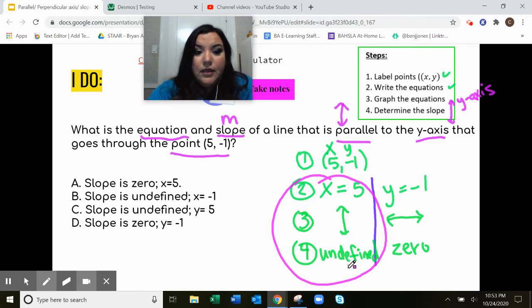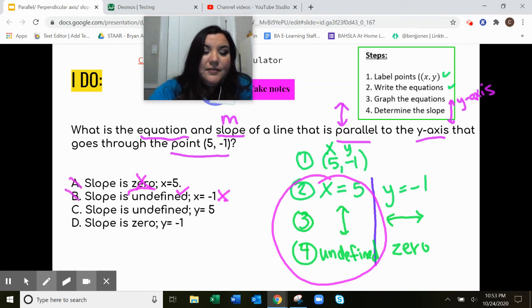So if we look at answer choice A, it says the slope is 0. That's not correct. For B, the slope is undefined, and the equation is x equals -1. That's not correct. For the next choice, the slope is undefined, and the equation is y equals 5. That's not correct either. The slope is 0, and the equation is y equals -1. So that's not correct either.